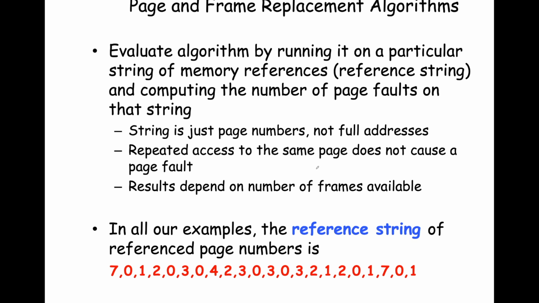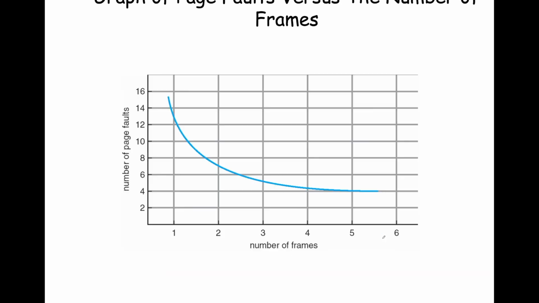And so in the book, in all their examples, they have the following reference string, which are the page numbers associated with the virtual address space for a process. I'm not going to read that off. You can look at it in the book. But here is an example graph. In this graph, on the horizontal axis, we have the number of frames that you allocate to a process. And then on the vertical axis, we have the number of page faults. What you can see here is it sort of asymptotically decreases. As you increase the number of frames, we see that the number of page faults goes down.